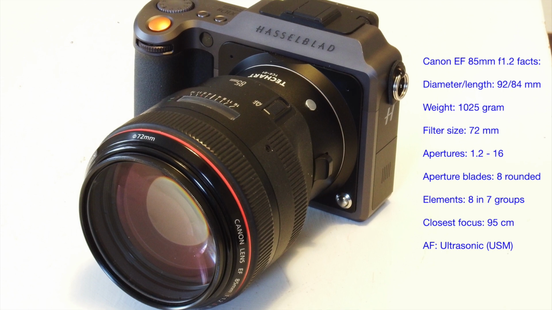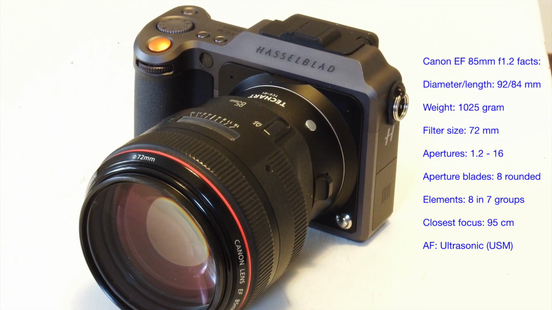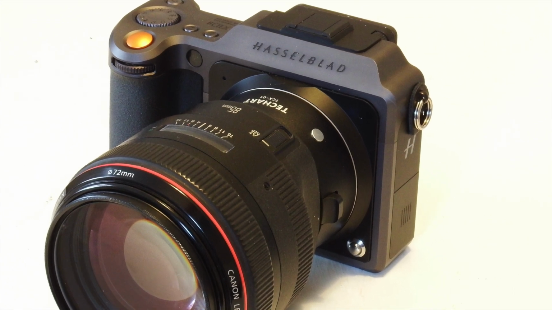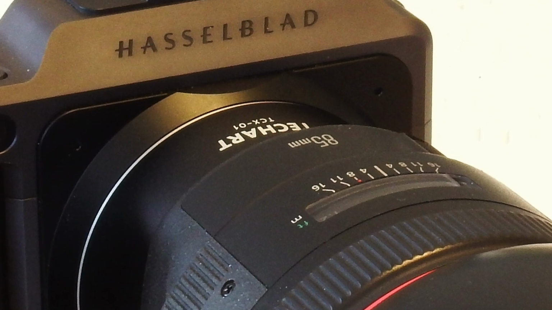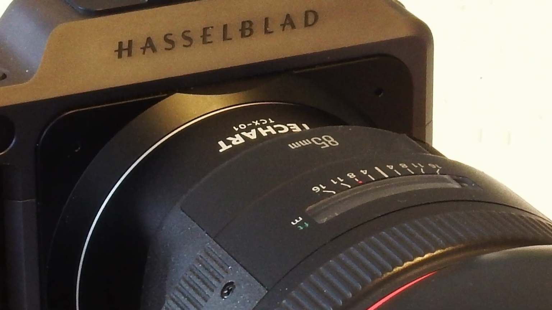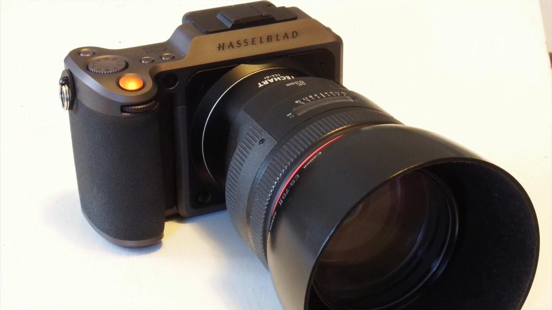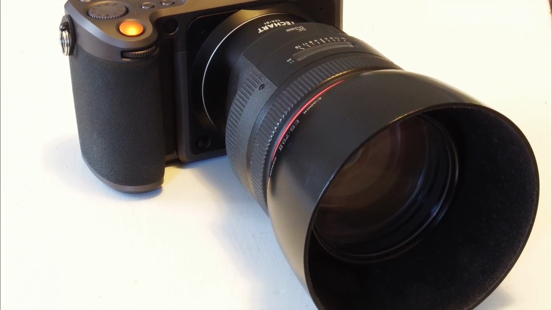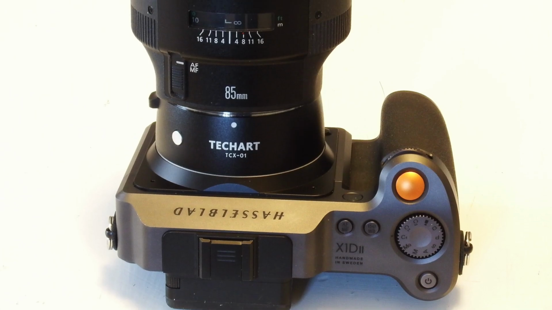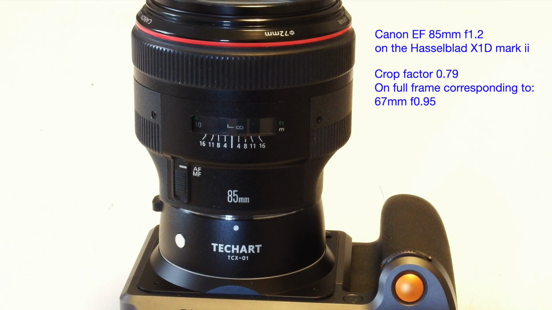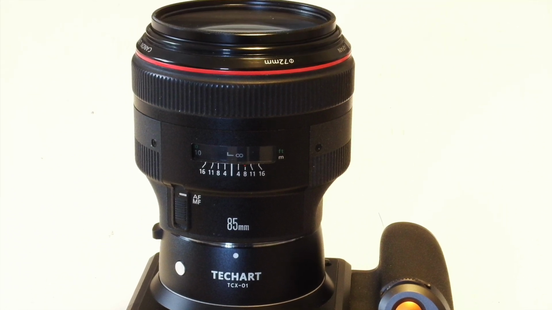Some facts on the lens. It's a pretty big lens, as you can see, and it weighs in at 1 kilo. But anyway, on this camera it doesn't feel that big. The camera itself weighs around 800 grams, so it's not adding that much. But it's pretty big, and with the lens shade on it's even bigger. But is it worth taking on for photography? Yes, if you like this kind of look with the nice blurry background, it definitely is.